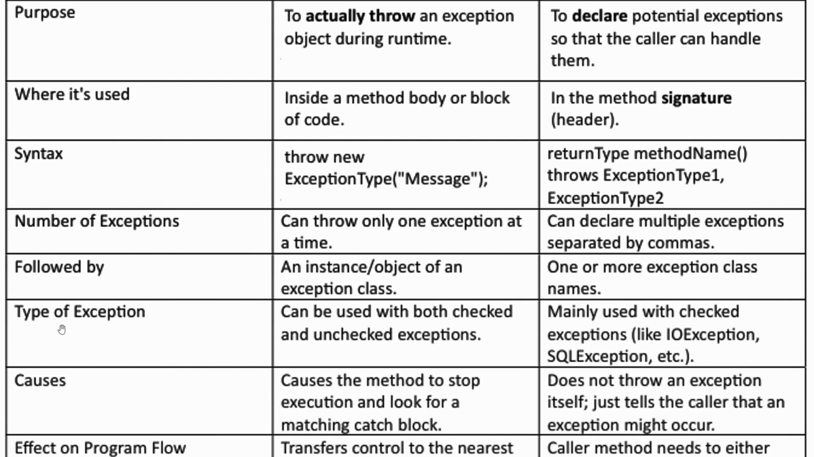The next difference is the type of exceptions. The throw keyword can be used with both checked exceptions as well as unchecked exceptions. But the throws keyword is mainly used with checked exceptions like IO exception, SQL exception, etc.